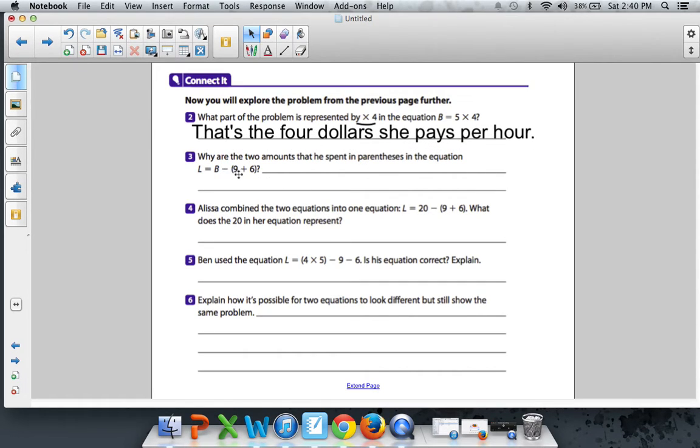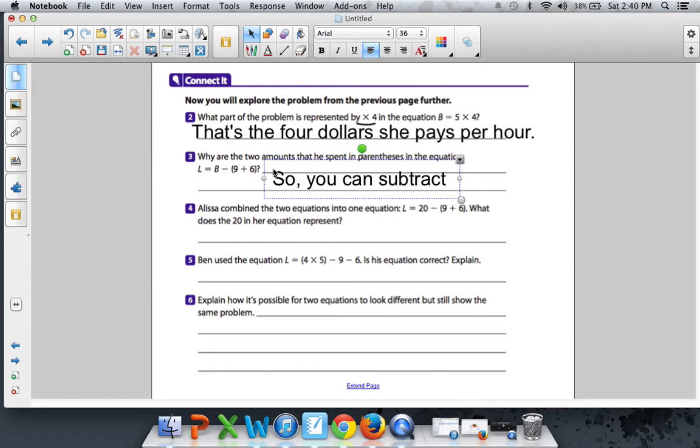Why are the two amounts that he spent in parentheses in the equation? So parentheses, if you've never heard this before, means that you do it first. And why would they tell you to do 9 plus 6 first? So you can subtract everything he spent all at once.